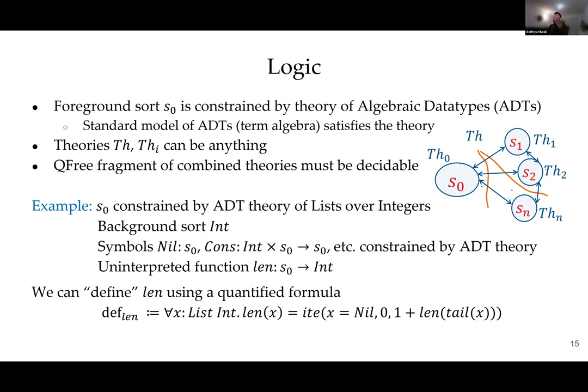You can also have uninterpreted functions, namely a length function that can go from the list sort to the integer sort. And we can, as before, define len using a quantified formula, right? You can say for all x, len x is zero if x is nil, but otherwise it's one plus the length of the tail. And this is the typical definition of length that you would see when you write a functional program.